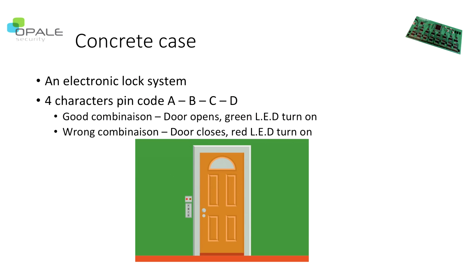And now, because a live demo is better than a speech, we are going to show you a concrete case of using Hardsploit. So let's imagine we have a door that uses an electronic lock system. You have a pin code to enter, A, B, C, D, 4 letters. If the combination is right, the LED turns on, and if the combination is wrong, of course, the door stays closed. So what can we do?